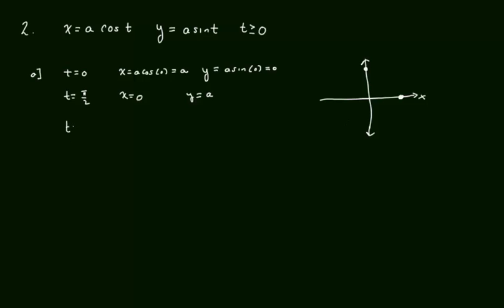Next, I'm going to say t equals pi. So I'm progressing from 0 and t is getting larger. This time x is going to equal negative a, and y will be back to 0. So that's going to go here. Why not? We'll do one more. For t equals 3 pi over 2, the x is going to be 0, and the y is going to be negative a. That's down here.